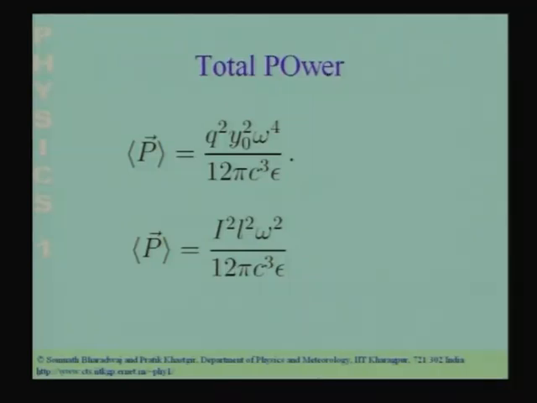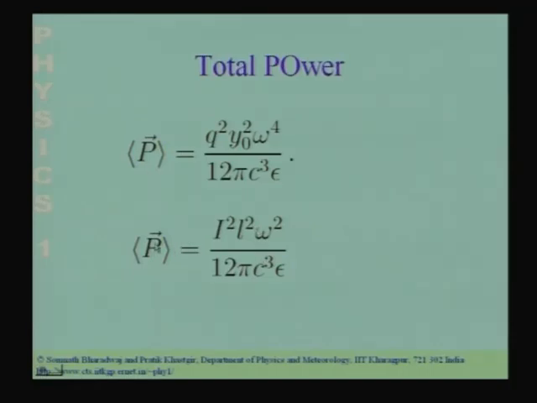It depends on the magnitude of the current squared, and it depends on the square of the angular frequency. So, if I maintain the magnitude of the current fixed and increase the angular frequency twice, then the power will go up 4 times. Whereas, if I maintain the displacement of the charge fixed and increase the angular frequency 2 times, the power will go up 16 times. So, this is a point to bear in mind, that the frequency dependence depends on the variable in terms of which I have expressed the power.